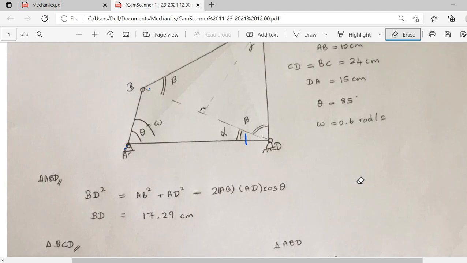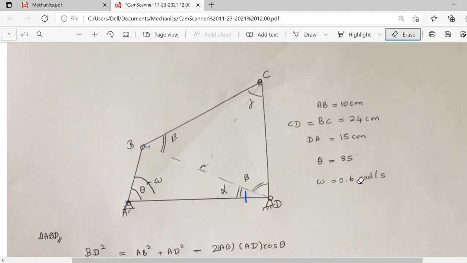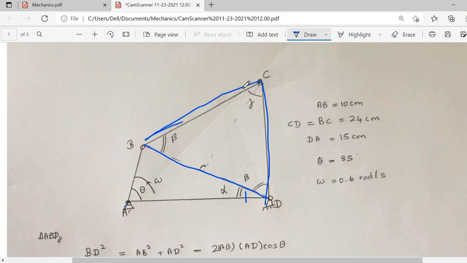After that, we need to move to another point. Here we are going to use the triangle BCD to find the value of beta, because as I have already mentioned, we have found a value for BD, as well as we already knew the value for CD as well as BC. As we knew the value for all three sides, first we need to find this angle.